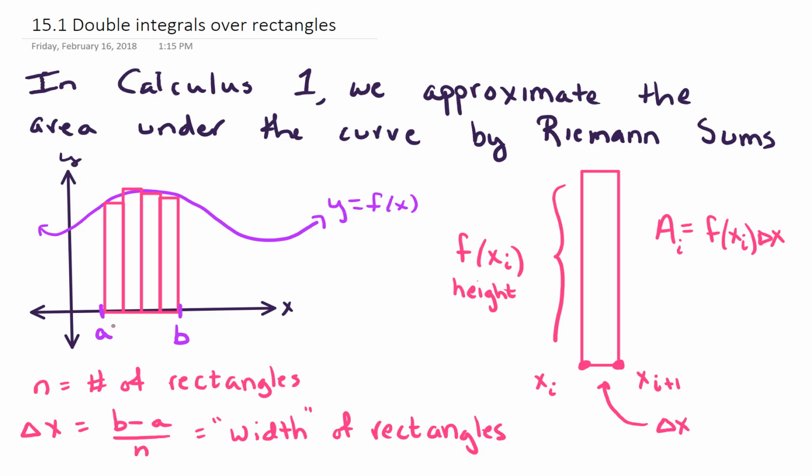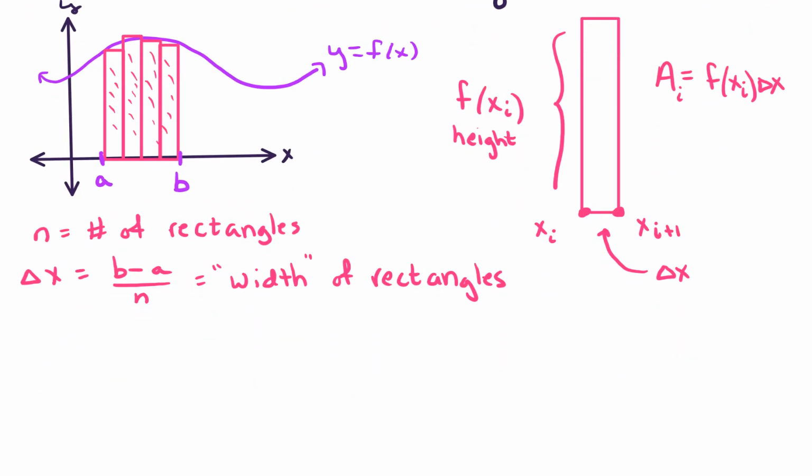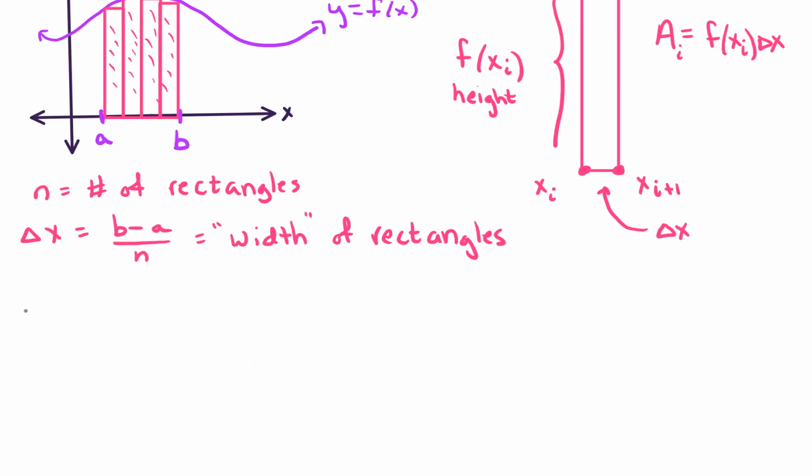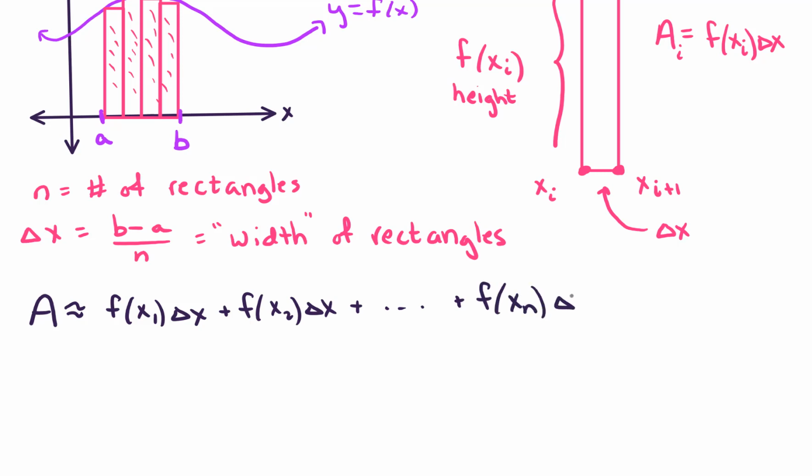So if we wanted the total area under this curve, we could approximate that by the sum of all the individual areas. We could do the area of the first rectangle, the second rectangle, etc., up through the nth rectangle. The way that we would write that would be like this. We would say the area is approximated by the area of the first rectangle plus the area of the second rectangle plus dot dot dot all the way up through the nth rectangle. And each of those rectangles' areas are found by height times width.